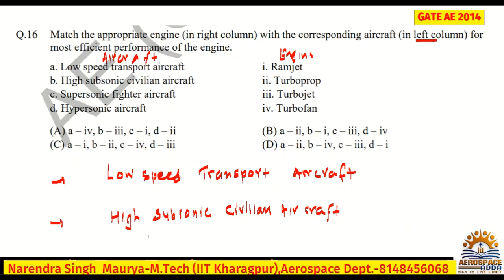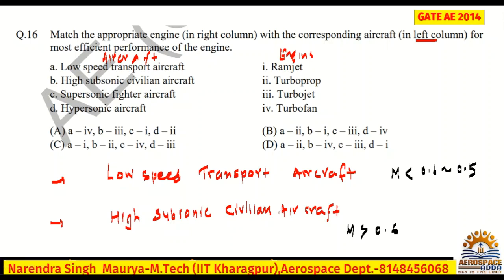Here they have given high subsonic civilian aircraft. Mach number below 1 will be subsonic, but if they say high subsonic, then Mach is greater than 0.6. This is the range basically. If the Mach number is greater than 0.6, it comes under high subsonic civilian aircraft. And the low speed transport means the Mach number is less than 0.6, or generally 0.5. This comes under low speed transport aircraft. So based on this, the aircraft is decided.